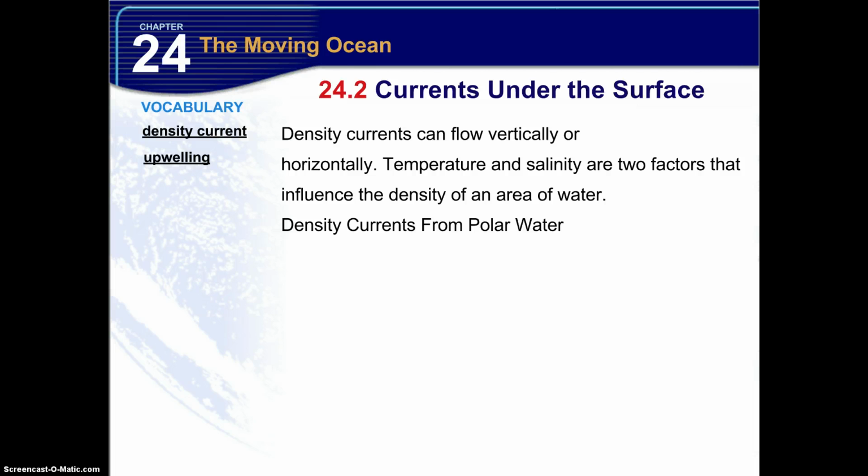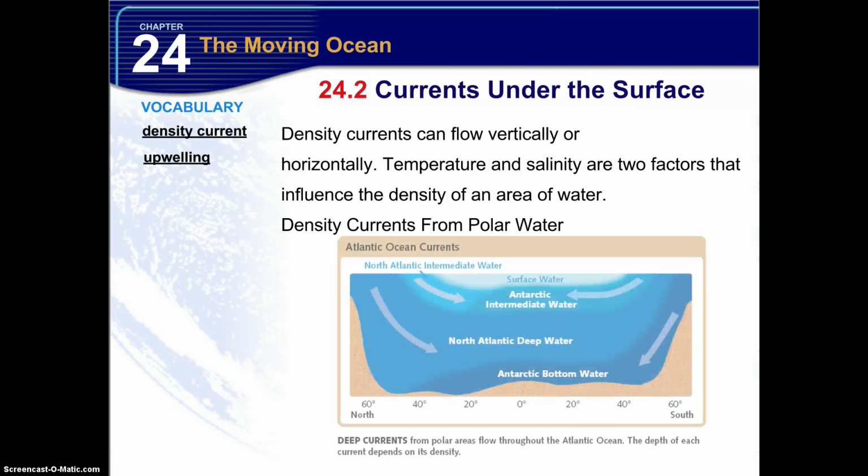Now, density currents can flow vertically or horizontally. Temperature and salinity are two factors that influence the density of an area of water. So let's check out the density currents from polar water. These are deep currents from polar areas that flow through the Atlantic Ocean. The depth of each current depends on its density. As you see on the bottom, we have the equator right in the middle, and we have the south, the Antarctic, the South Pole, and then we have the north getting closer to the North Pole, or the Arctic.